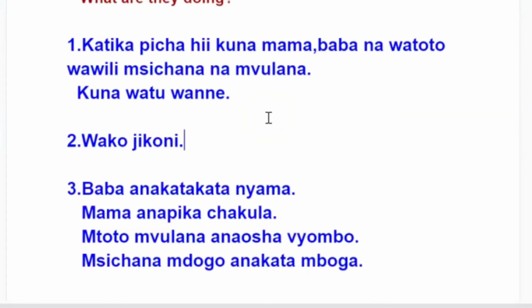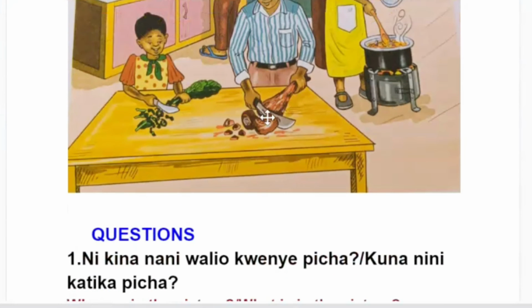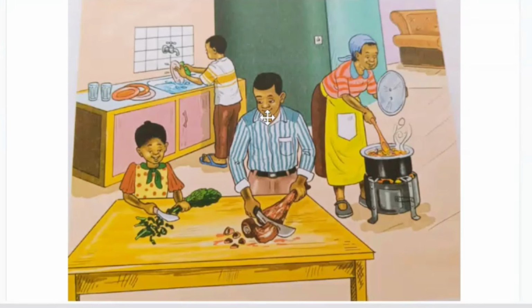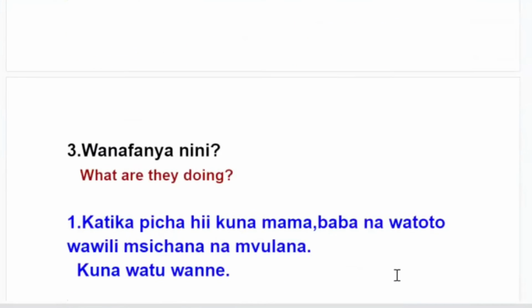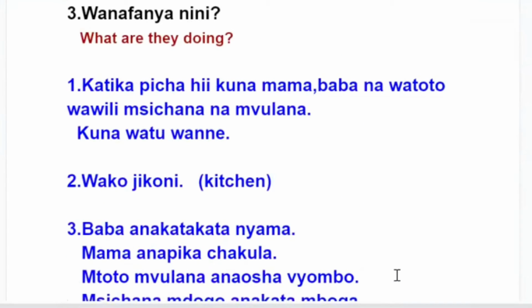And then the second question was wako wapi? Where are they? And I answered wako jikoni. Jikoni, kitchen. And what shows us that they are in the kitchen? It's because of the activities we can see in the picture, which normally happen in the kitchen, like cooking and washing the dishes. Preparation of food usually happens in the kitchen. So that's why I say wako jikoni.